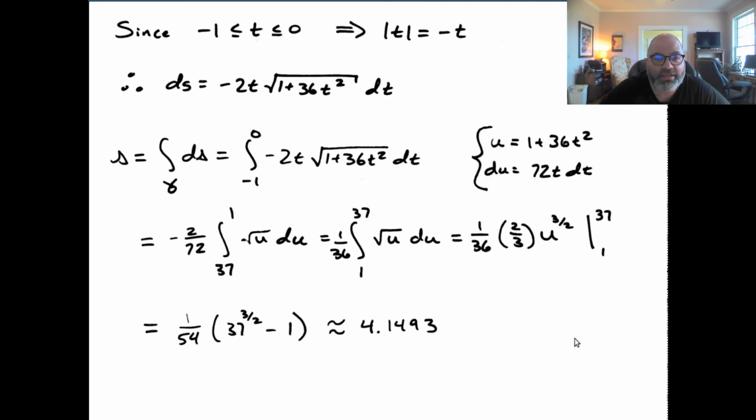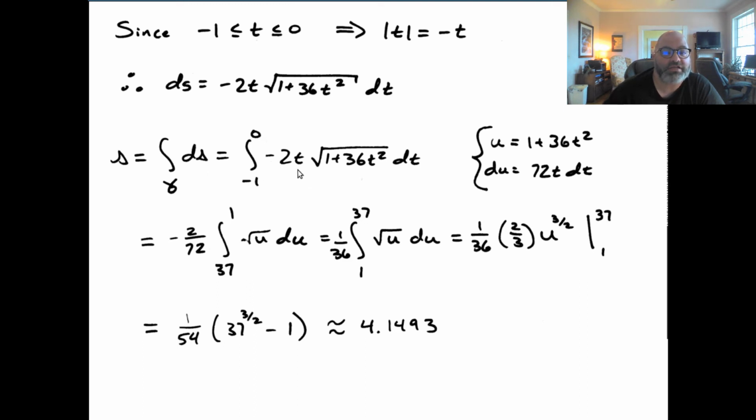Okay. Well, knowing that t is going to be between -1 and 0, if we take the absolute value of it, that's going to be equal to negative t. And so our ds has the final simplified form of negative 2t times the square root of 1 plus 36t squared dt. If we plug this into our arc length integral, then s is equal to the integral over our curve gamma of ds. Well, that's just going to be the integral from -1 up to 0 for our range of t.